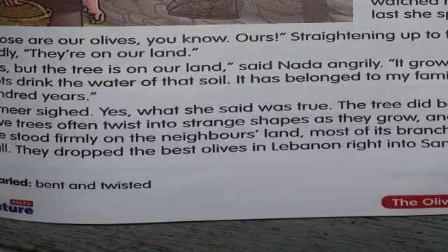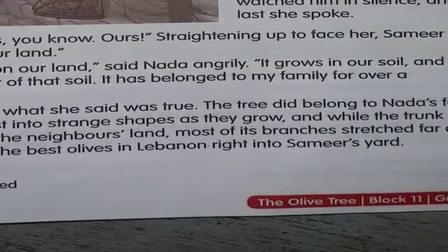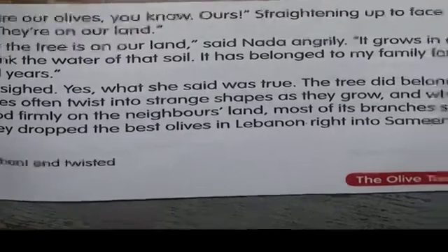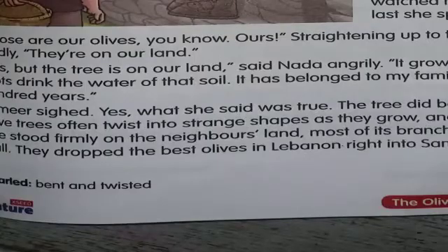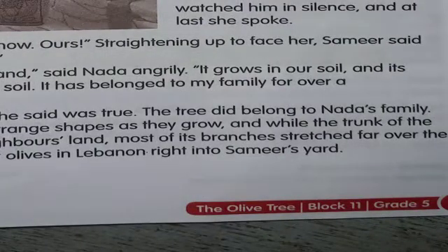Olive trees often twist into strange shapes as they grow, and while the trunk of the tree stood firmly on the neighbor's land, most of its branches stretched far over the wall. They dropped the best olives in Lebanon right into Samir's yard. "Listen, all the time you people were away, we took care of this tree. We pruned it and watered it. We have a right to the olives." "We are back now, though," said Nada, "and we will take care of it. We shall have the olives." Samir glared at her. Then he leaned over the wall, dumped his basket of olives into her yard, turned his back, and walked away. Let Nada have them.